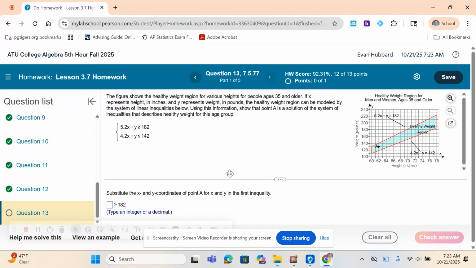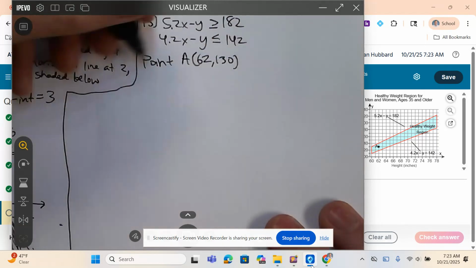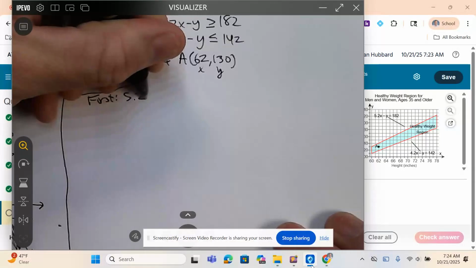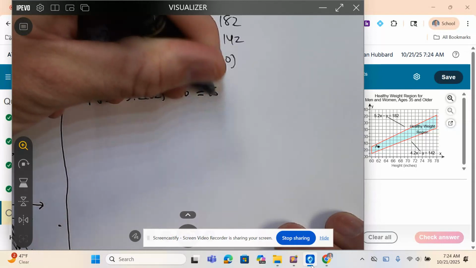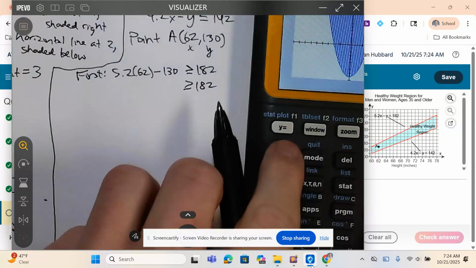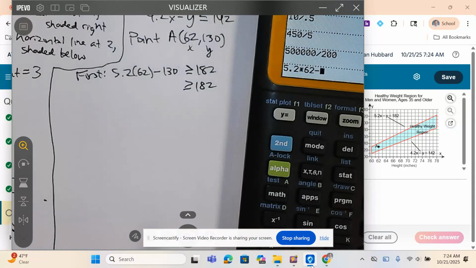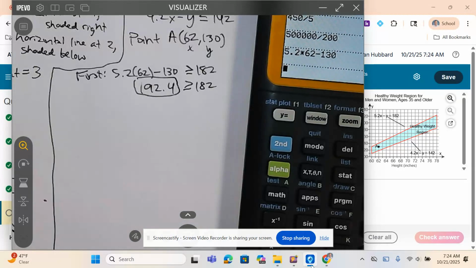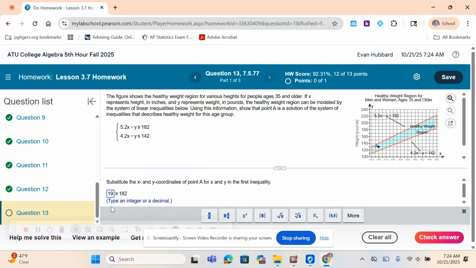So now I'm going to plug this into the first inequality. So 62, 130 is point A. So for the first one, 5.2 times 62 minus 130, is that greater than or equal to 182? So let's simplify this. 5.2 times 62 minus 130 is 192.4. So that's greater than or equal to 182. So that works. So 192.4 is my first solution.